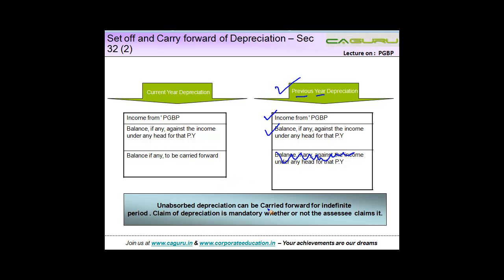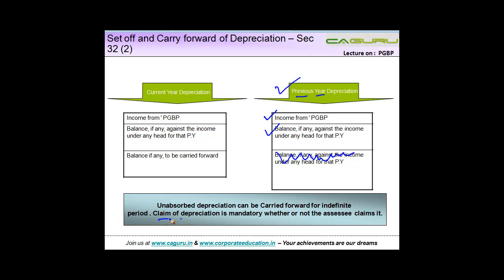Unabsorbed depreciation can be carried forward for an indefinite period, which means that this 10,000, if you were unable to set it off, would have been allowed to be carried forward for n number of years. There is no restriction that you have to claim it for a particular period of time only. You can claim it for as many years as possible.